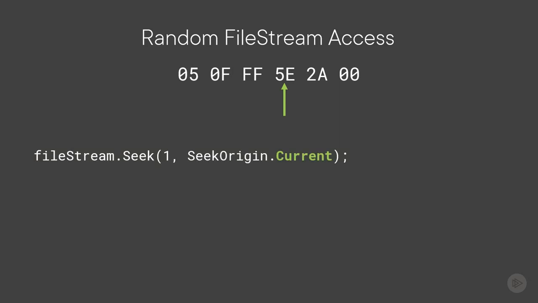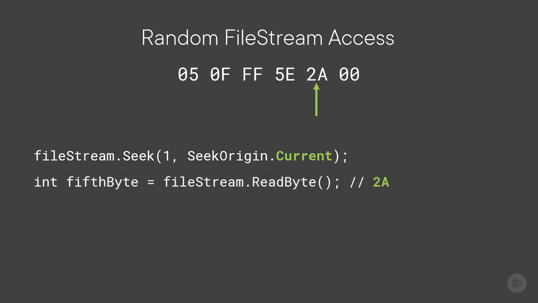We can also specify a seek origin of current. This will take the current position of the stream and apply the offset specified. So here we're specifying an offset of 1. This will advance the stream 1 byte from the current position. So essentially this is like saying go to the next byte. Once again, if we call readByte, we'll get the value 2a returned, and the position will advance 1 byte.